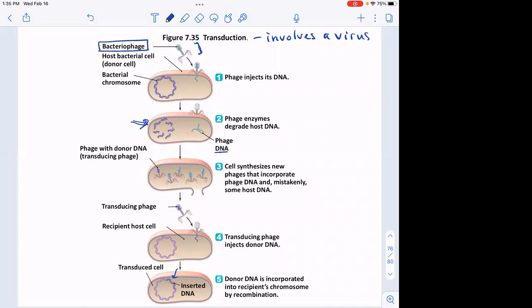So we can do this on purpose in the lab in either a generalized or specialized way, picking out certain genes on purpose, but that can potentially happen in nature as well.